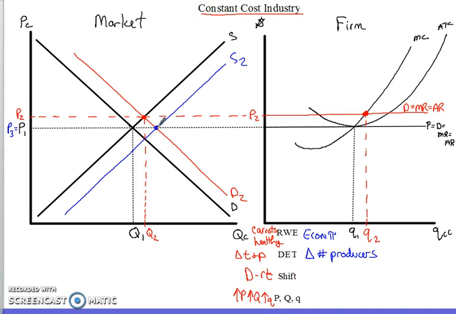The quantity in the market is now going to continue to rise as new firms enter the market. The quantity is going to continue to rise to Q3.